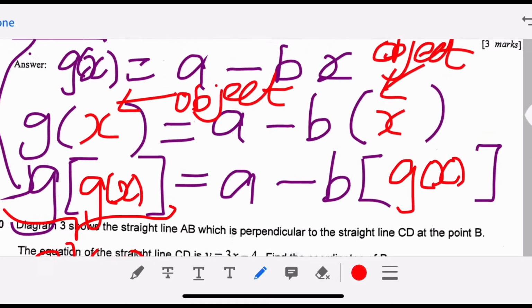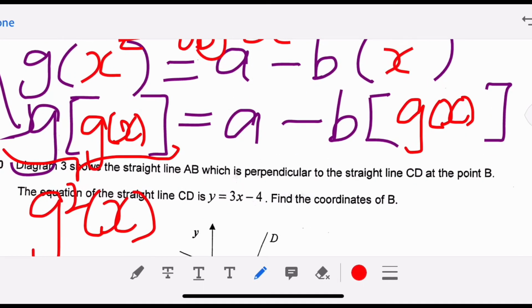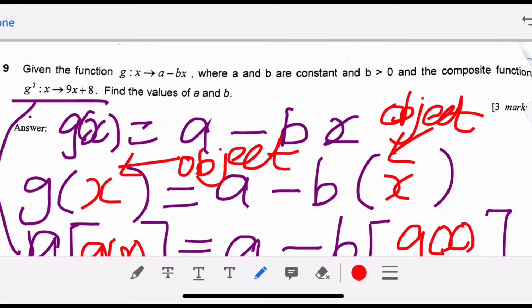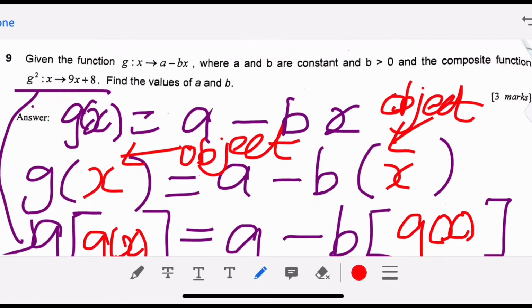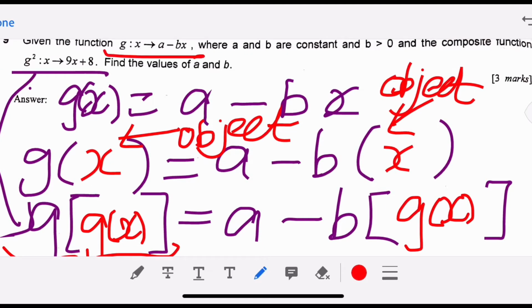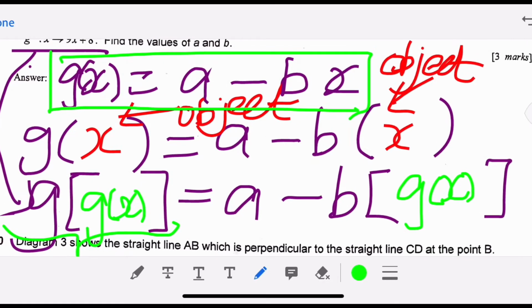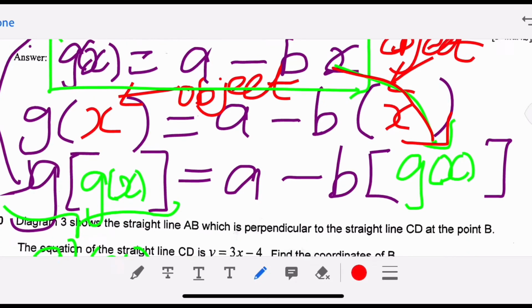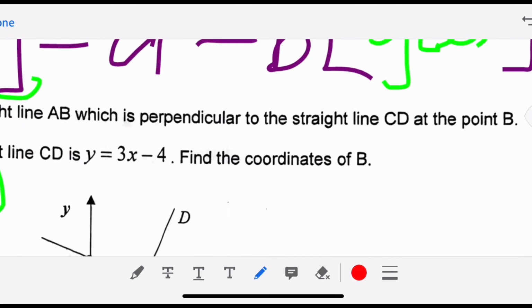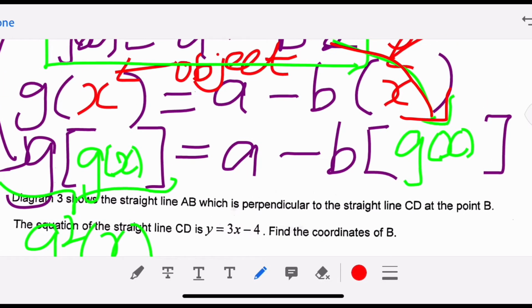We write it as g2(x) for composite function. If you substitute 2 times, it will be g2. You substitute another time, it will be g3. So we have g2, g3, g4. You see, I just keep on substituting. Now I change the object to green color. I'm going to put the function a minus bx into the right hand side. The left hand side one is g(x). So left goes to left, right goes to right.